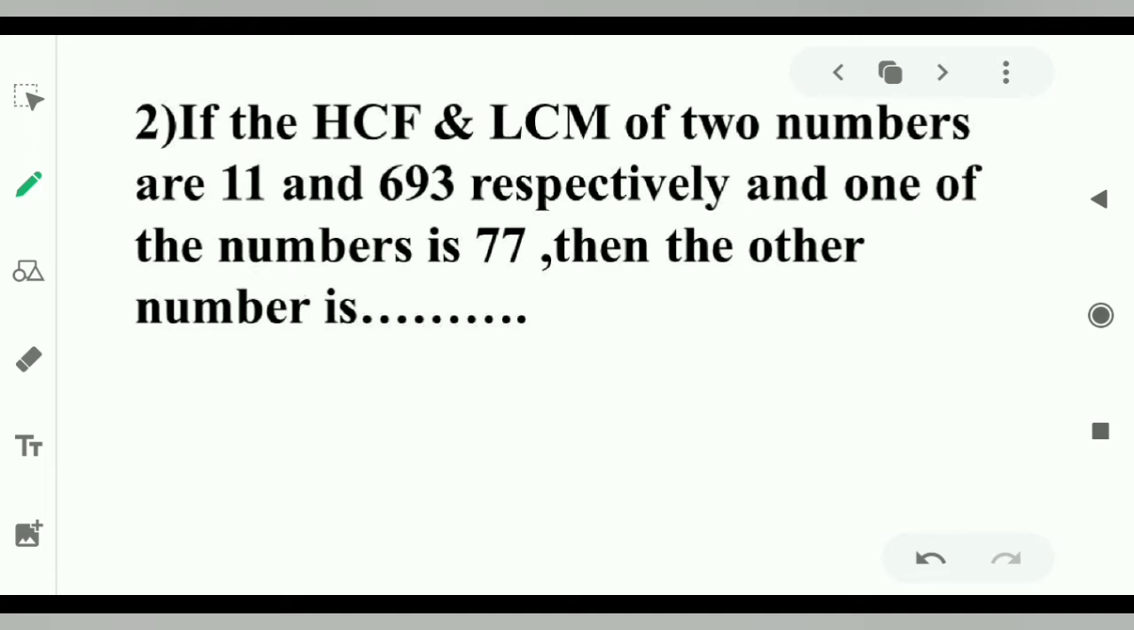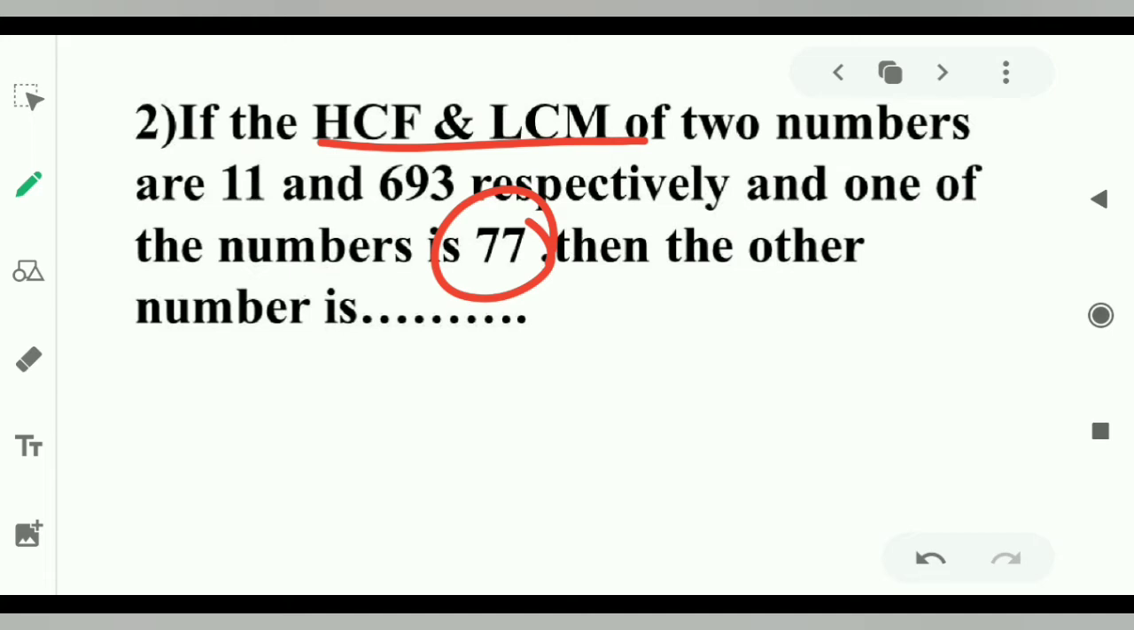If the HCF and LCM of two numbers are 11 and 693 respectively, and one of the numbers is 77, then the number is what? We are provided with HCF and LCM as well as one of the numbers, and we are asked to find the second number.